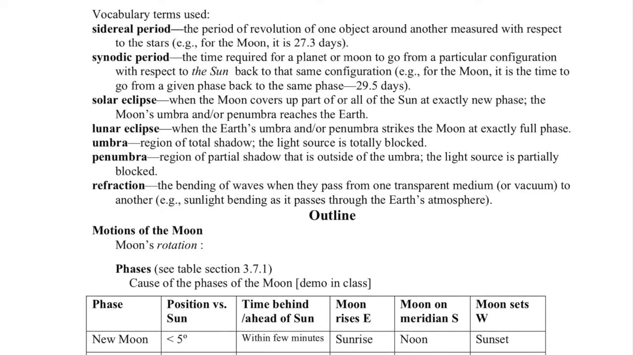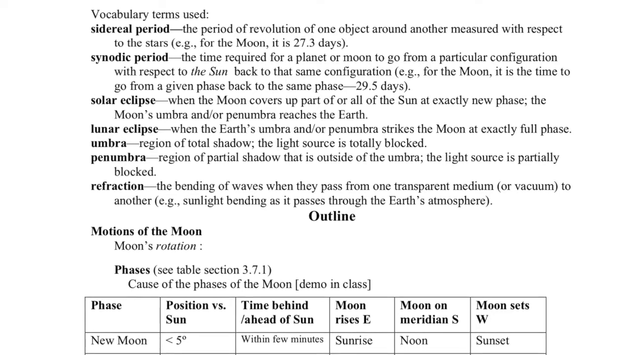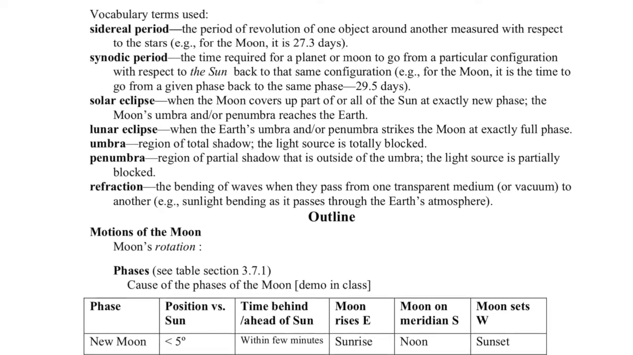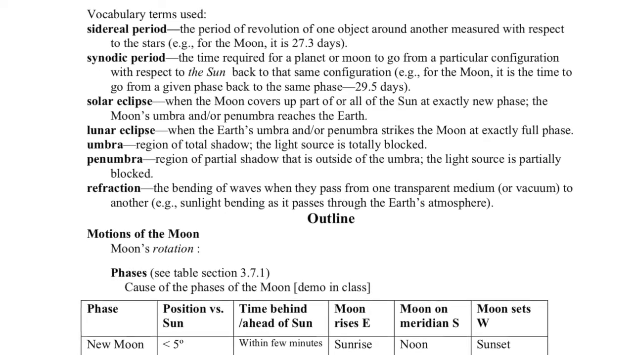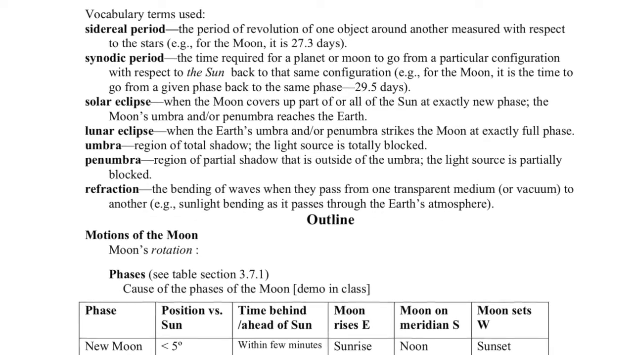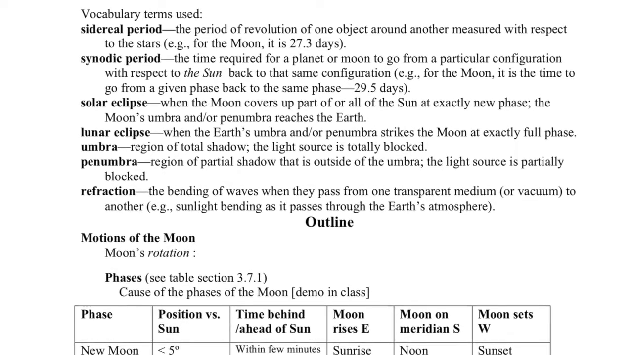The first couple of vocabulary terms are similar to the sidereal day and solar day terms we saw in the previous lecture. The sidereal period for the moon is the time it takes to execute a full 360-degree orbit around the Earth, which is 27.3 days.